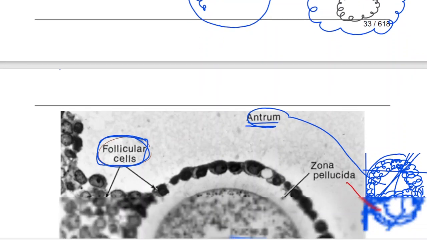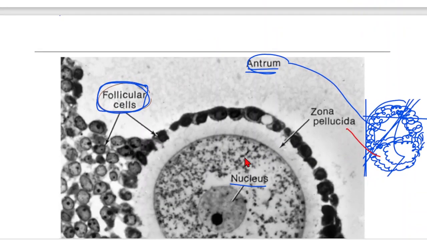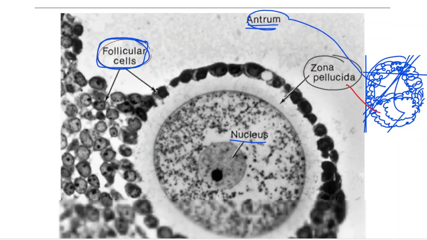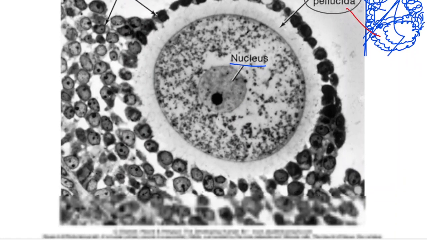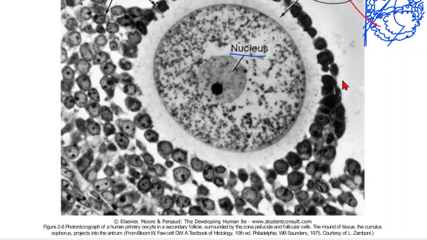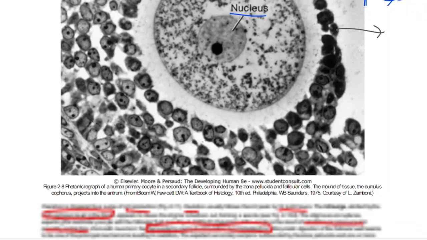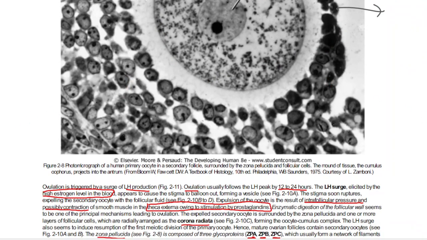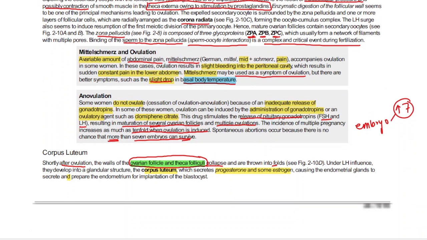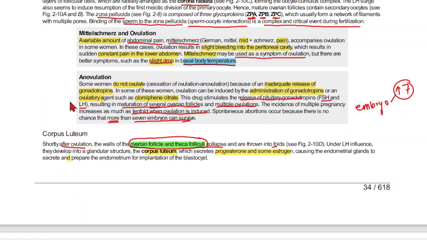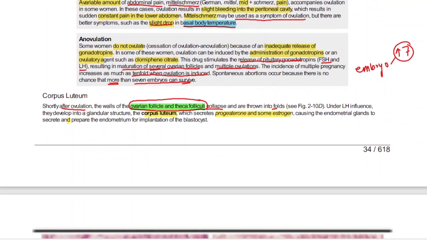Now come here, this is the oocyte, the nucleus of the oocyte. Around it there is a layer called the zona pellucida. Along with the zona pellucida, they ovulate. The remaining things remain in the ovary.